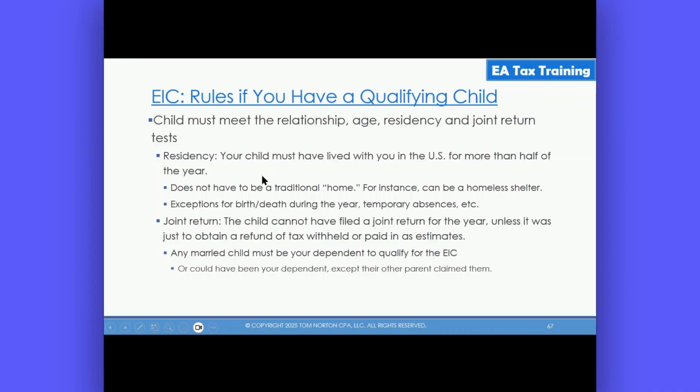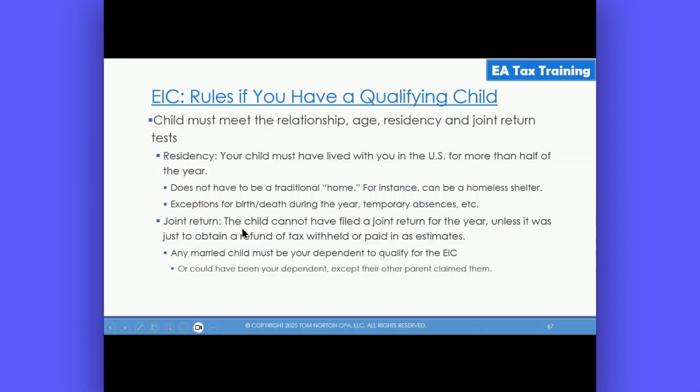Next, residency. The child must have lived with you in the United States for more than half the year. However, it does not have to be a traditional home. So, for example, you could be in a homeless shelter, but as long as you're living together, it counts. And then there are the exceptions for birth or death during the year, and temporary absences that we have seen previously.